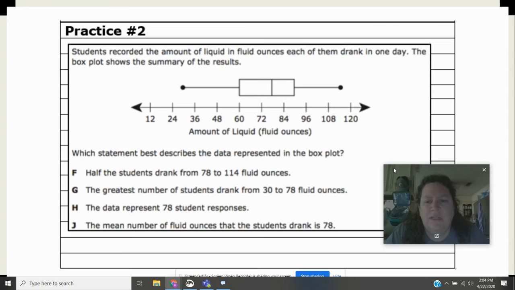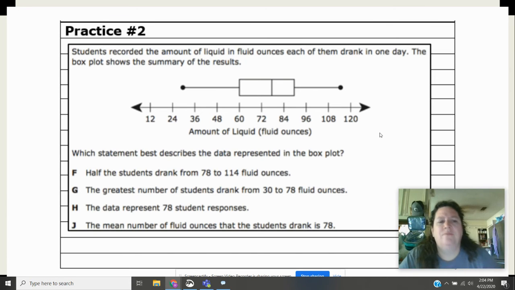On this one, it's another one of those where we have to interpret the data. It says students recorded the amount of liquid in fluid ounces each of them drank in one day. The box plot shows the summary of the results. So let's look at this.